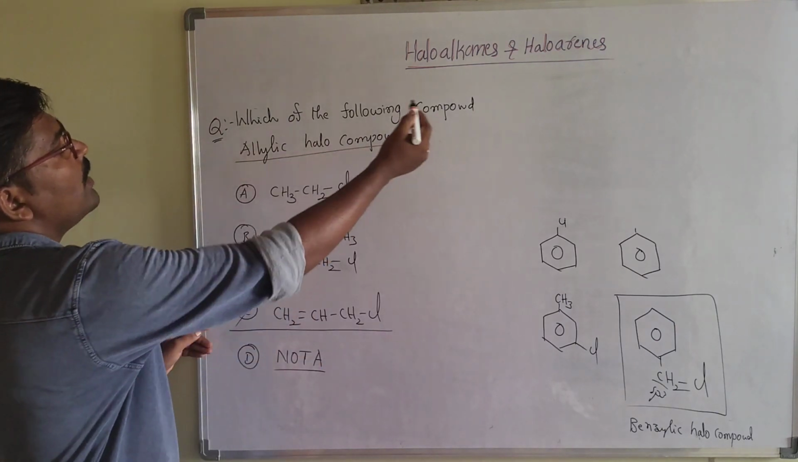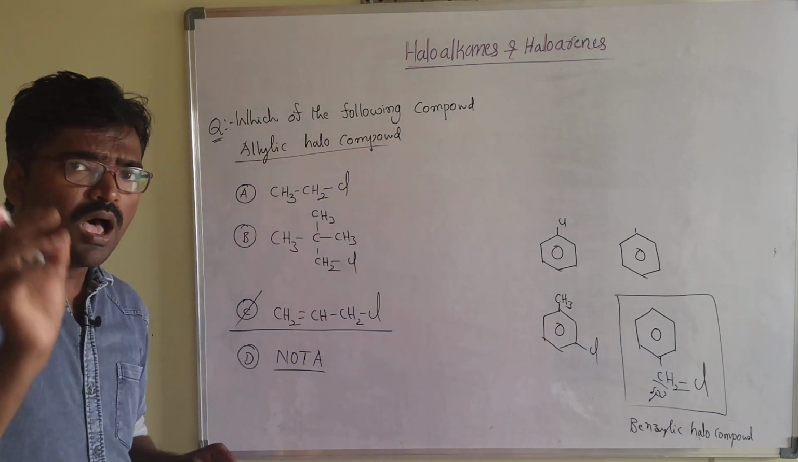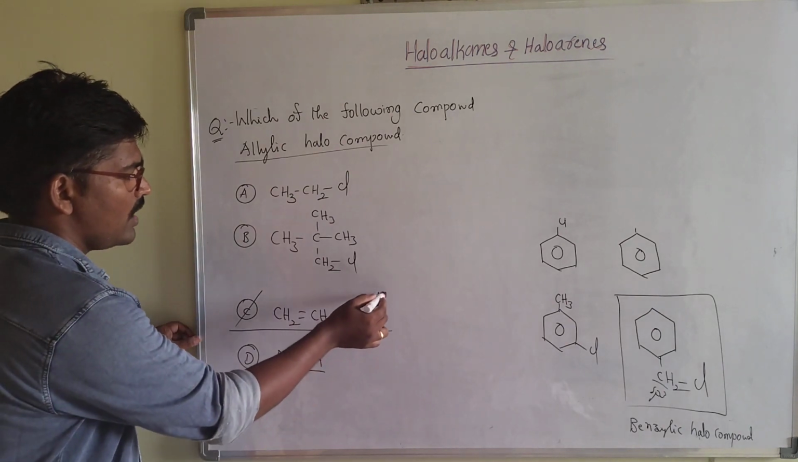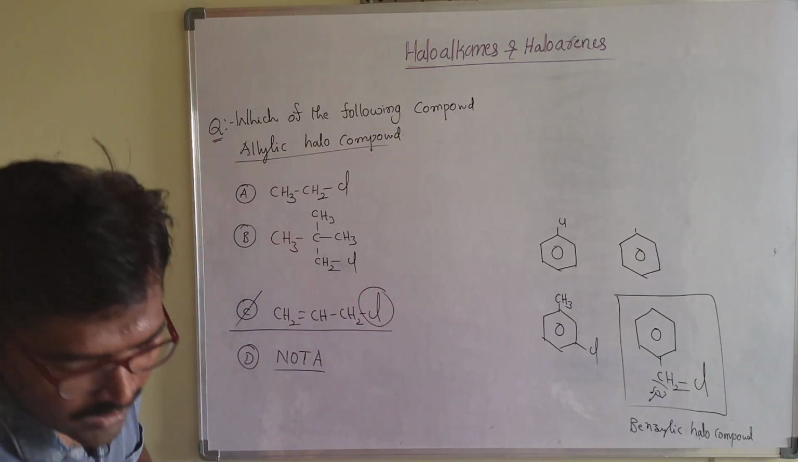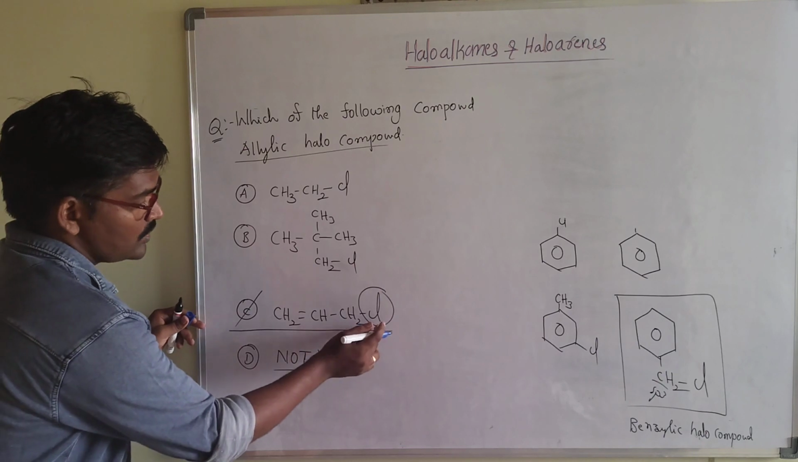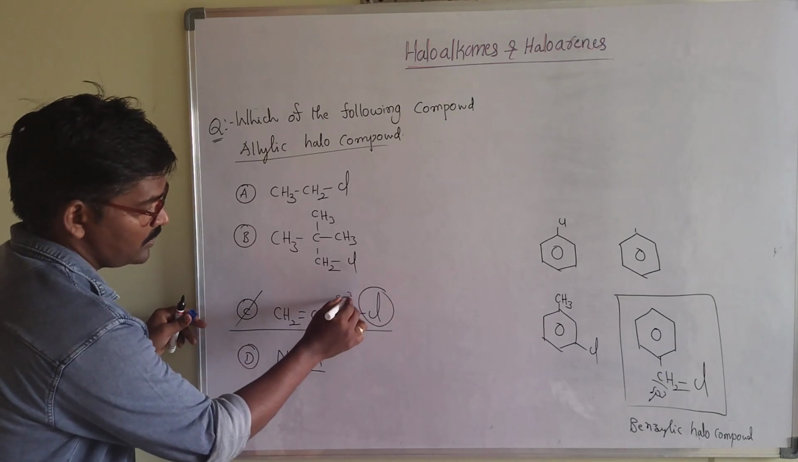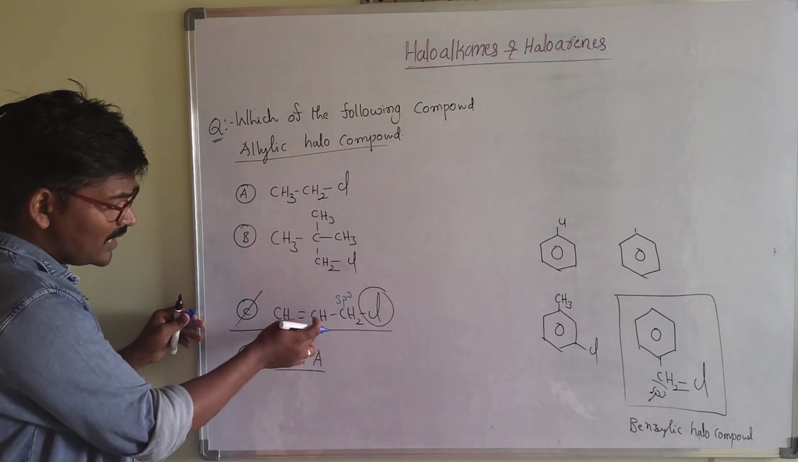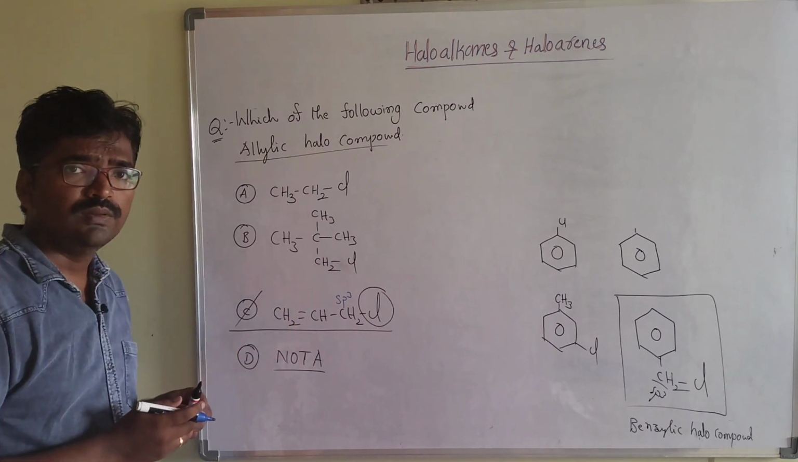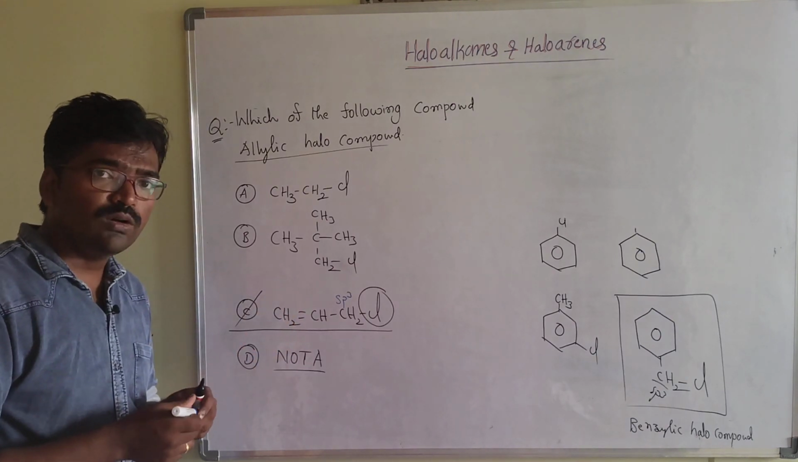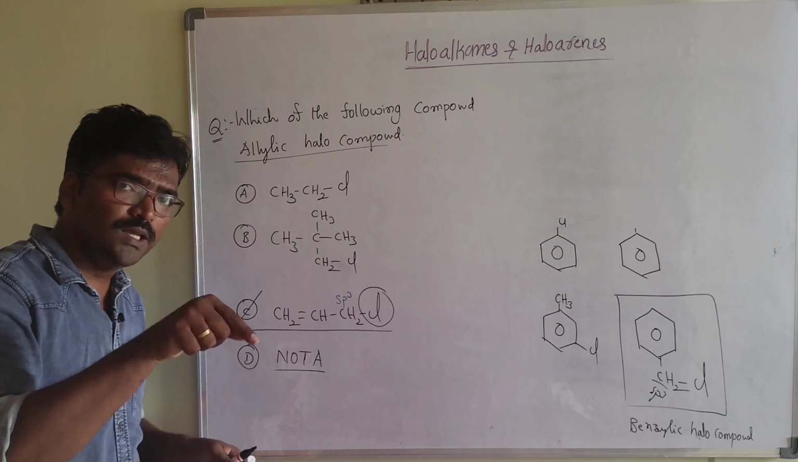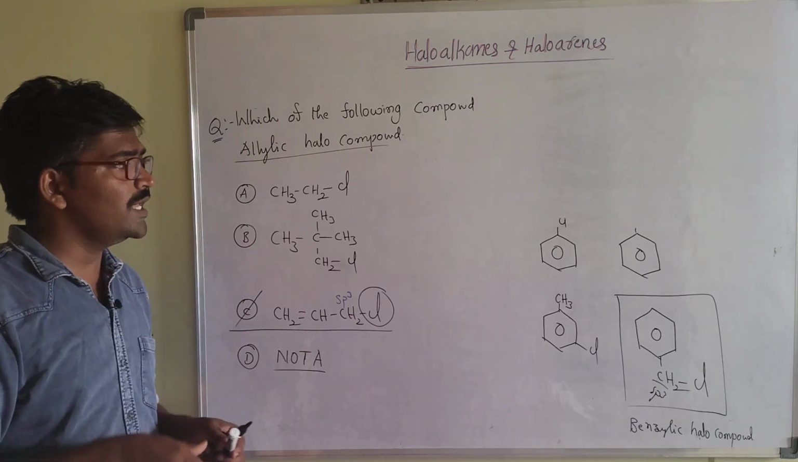They are asking for an allylic halo compound. According to the definition, the halogen atom is attached to the sp3 hybridized carbon which is directly attached to the carbon-carbon double bond. Understand? Sir, some members have doubt. Sir, how can you say it is sp3, sp2, or sp hybridized carbon?